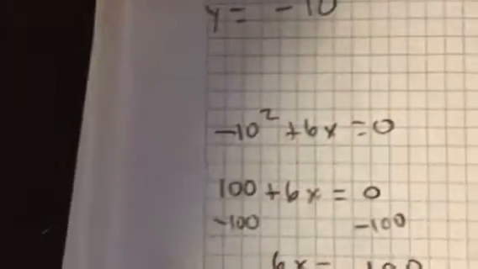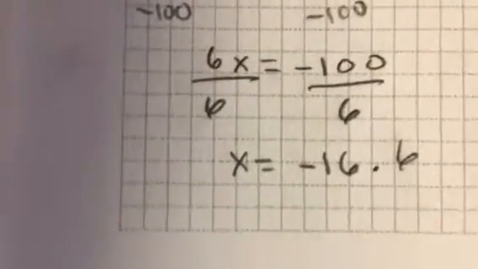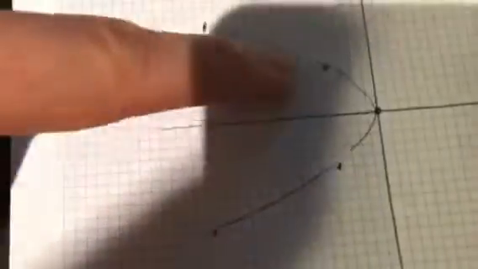And then the last one, we did -10. So that x value ended up being 16.6. So again, we go all the way over 16.6. Okay, 16.6. And the y value is -10. So that goes down, -10. Okay, and that makes the shape of our graph when we have y squared plus 6x equals 0.